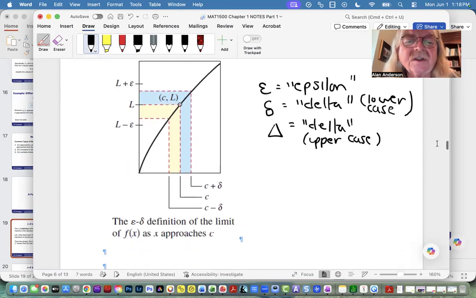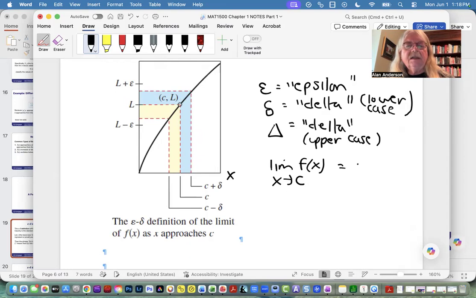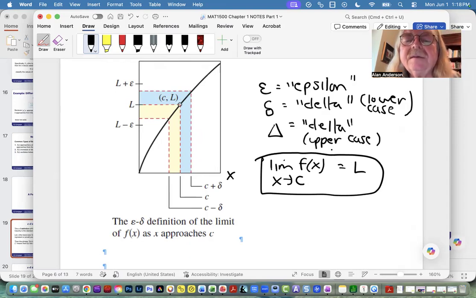So what in the world is going on here? Well, here's our x. And see, now you can see there, just like what we were seeing before, there is a point here, C comma L. And the limit of this function as x approaches C is L. Just keep that in mind, whatever those numbers are. But what does that mean?